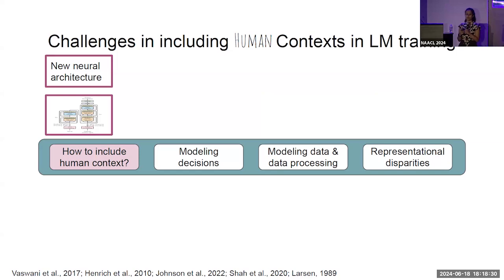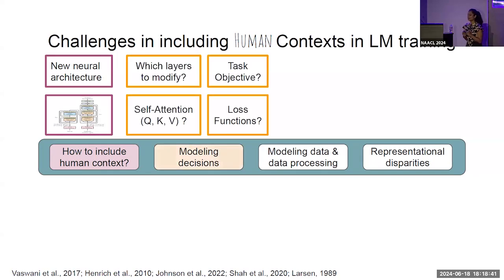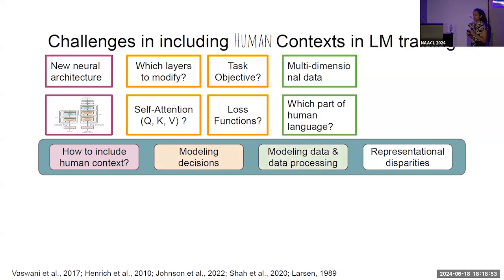First, how to include the human context. This requires adjusting to the complex neural architectures, which leads us to make many modeling decisions. For example, which layers to modify, or introducing new task objectives or loss functions. Next, we need creative ways to process these multidimensional data sets. Now, when I say multidimensional, I mean the additional user information and the time information adds an additional dimension to the existing dimension of the text input sequences.